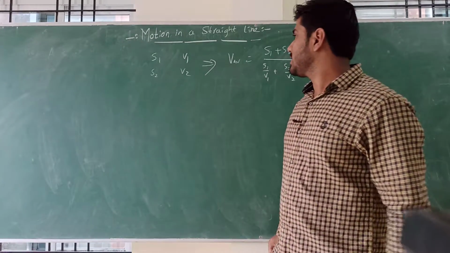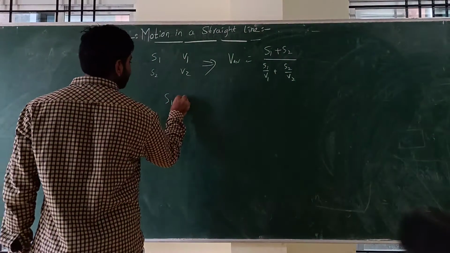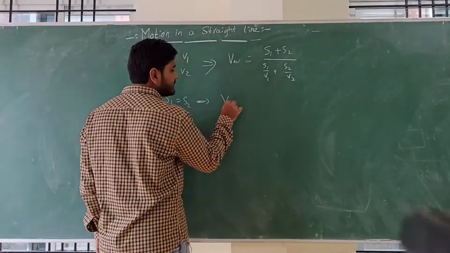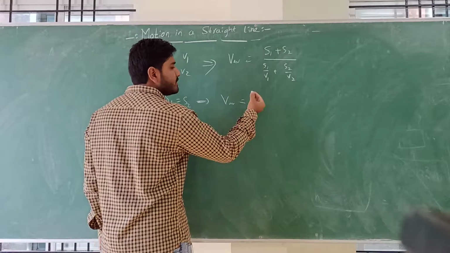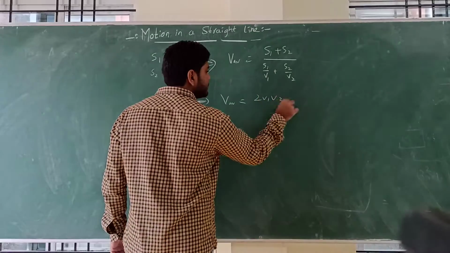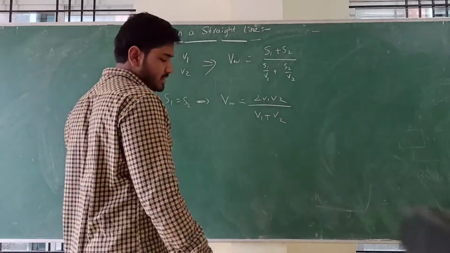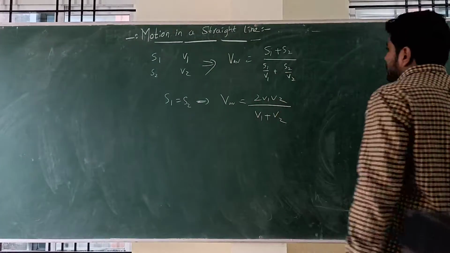Suppose s1 is equal to s2, then what formula do we use? The average speed is equal to 2 v1 v2 divided by v1 plus v2. So these were the two formulas I have given, and one more formula.